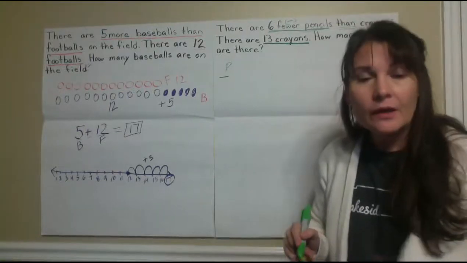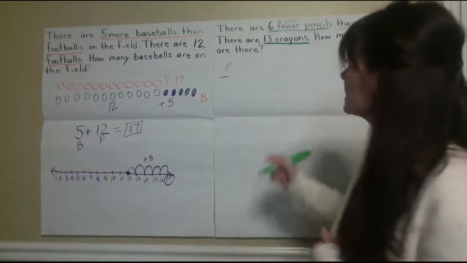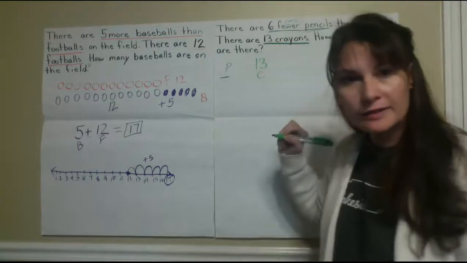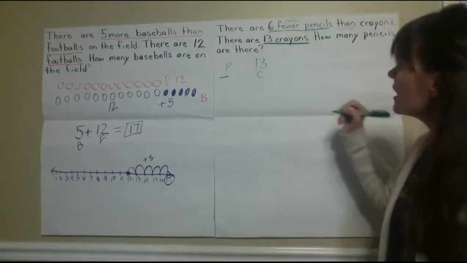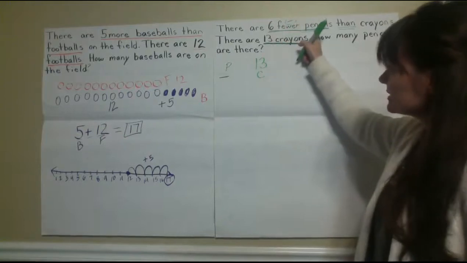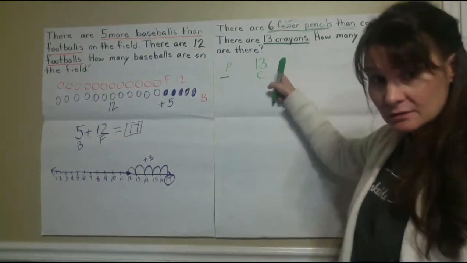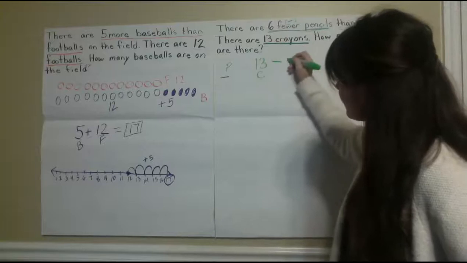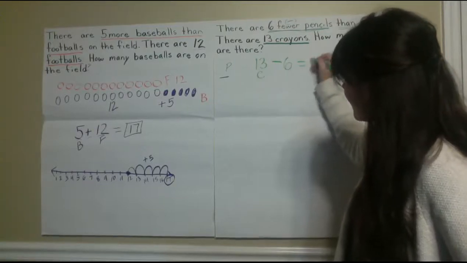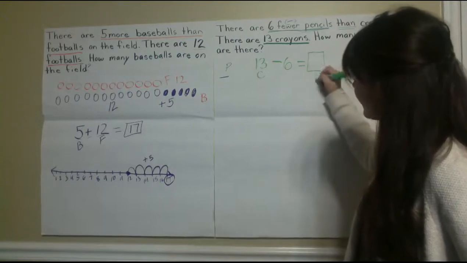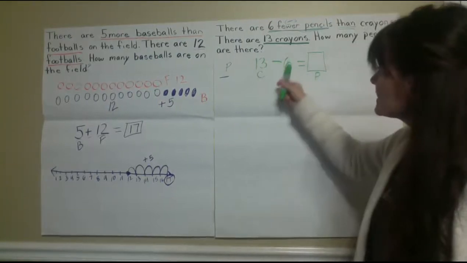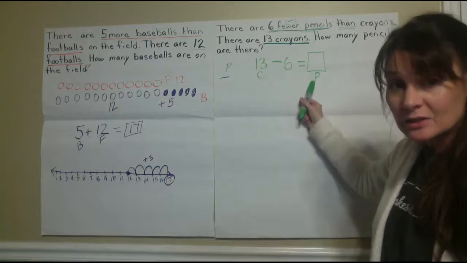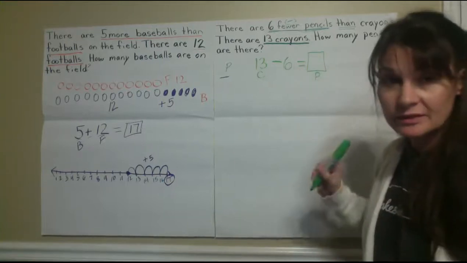Great job, guys. Well, I'm going to think about what I need to do first. I know that there are 13 crayons. I'm going to put a C for crayons, so I know that those are 13 crayons. And I know that there are 6 fewer pencils. So am I adding pencils? No, I'm going to be subtracting pencils. And I know that there's 6 fewer. And that should give me how many pencils I have because there are 6 fewer pencils than crayons. So this is the number I'm trying to find. I always put a box around the number I'm trying to find.